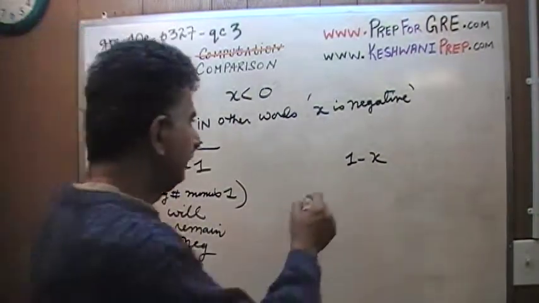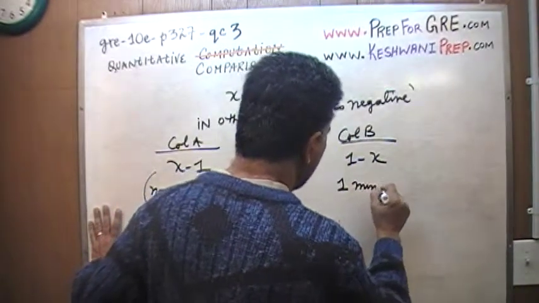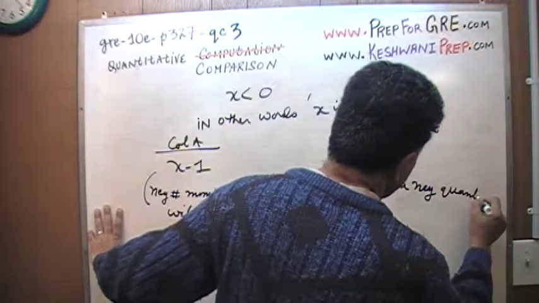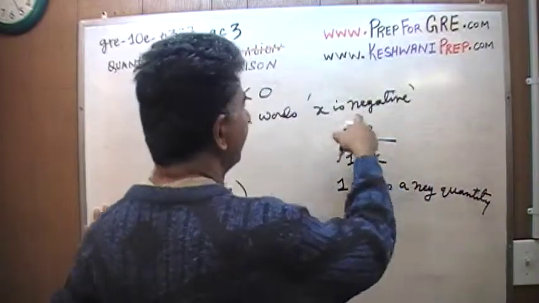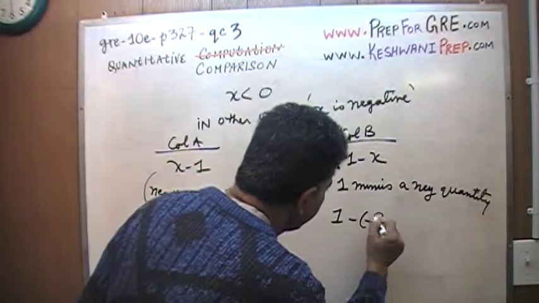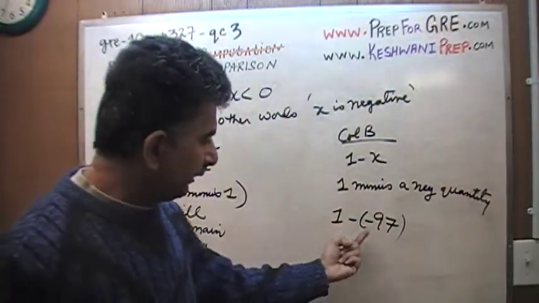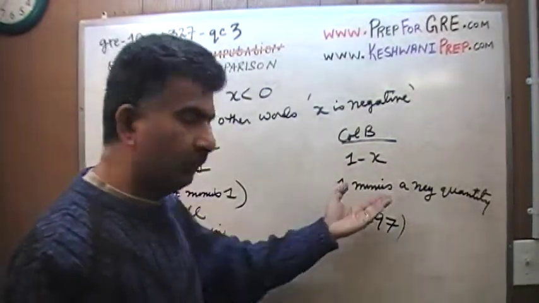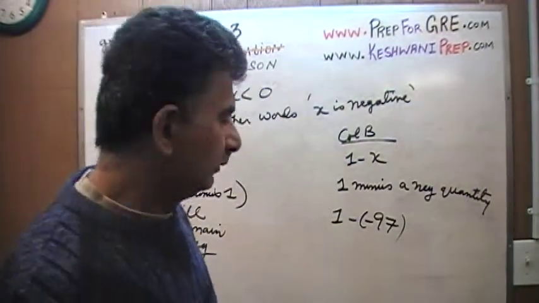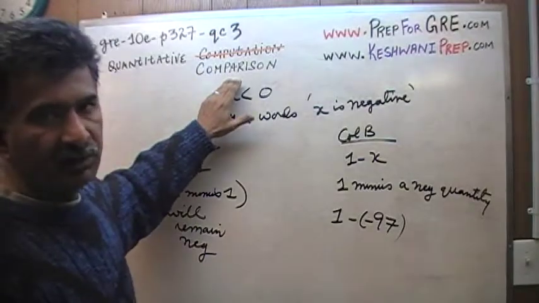On the other hand, in column B, we have 1 minus a negative quantity, because we know that x is negative. 1 minus a negative quantity, for example, 1 minus negative 97, well, this entire thing will become positive, because a negative and a negative becomes positive. What that quantity is is immaterial. We are not interested in what exactly that is, because these are called quantitative comparison. Your job is not to compute it.